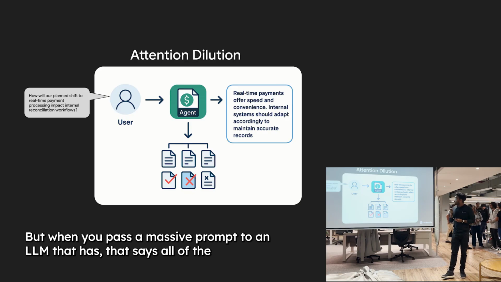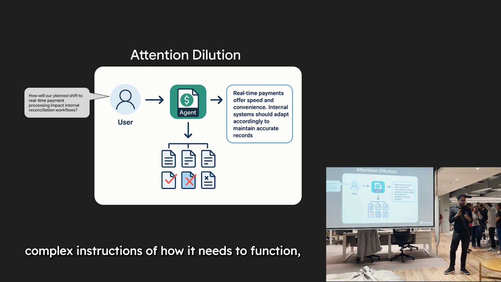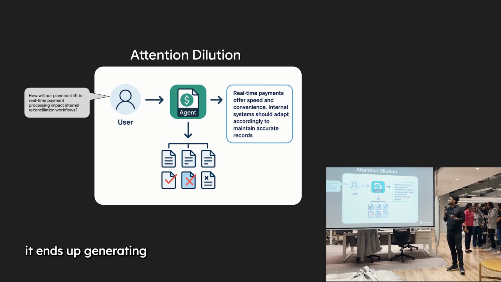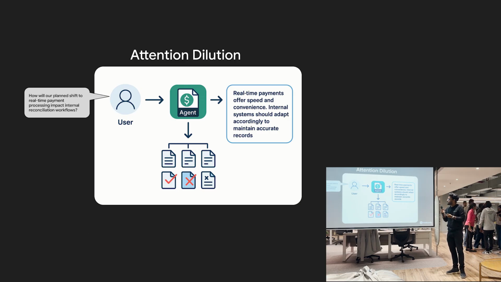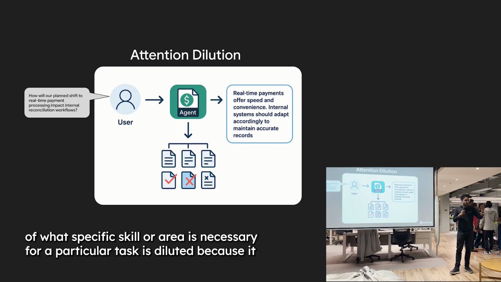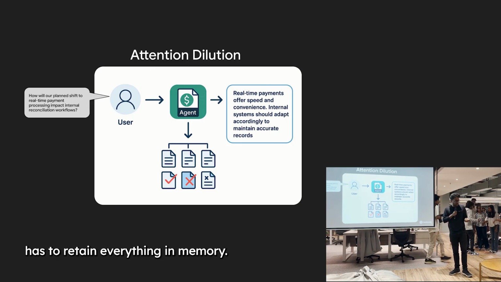But when you pass a massive prompt to an LLM that says all of the complex instructions of how it needs to function, it ends up generating super general answers, or in an agentic system sometimes even does nothing, because its attention of what specific skill or area is necessary for a particular task is diluted because it has to retain everything in memory.